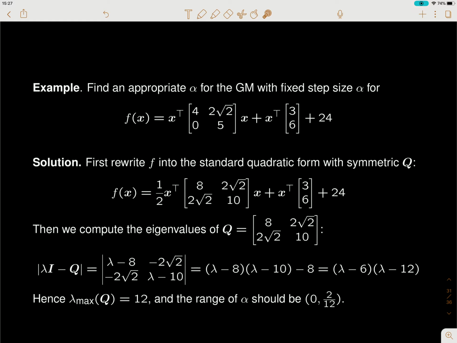So according to the theorem we developed earlier, the step size alpha needs to be between 0 and 2 over 12, which is 1 over 6. The conclusion here is that if we apply the gradient method with a fixed step size to minimize this quadratic function, then our fixed step size alpha needs to be in this range.